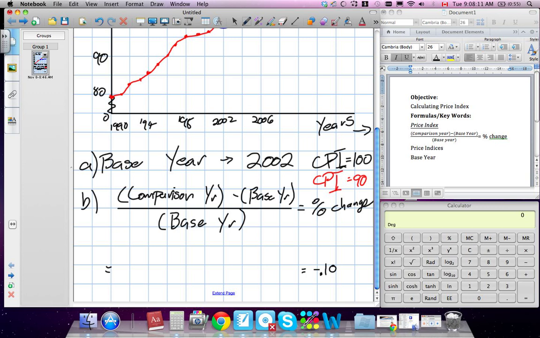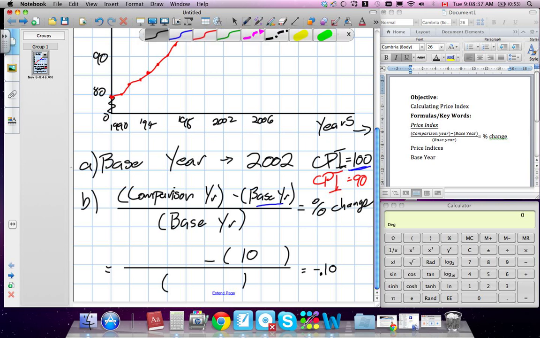Okay. Our comparison year, we have to solve for it. We don't know what our comparison year is. We do know our base year. It's going to be 2002, and the CPI in that year is going to be what? 100. So the CPI in our base year, we already established, was 100. And in the formula, we use base year twice. We're looking for a comparison year, so we can call that our X if we like. Okay?